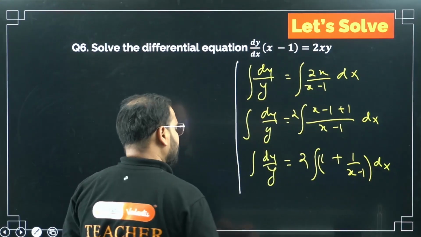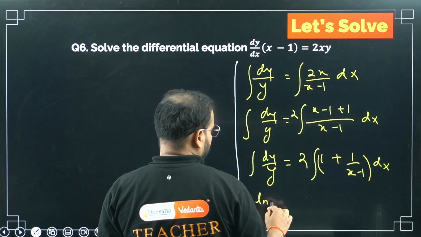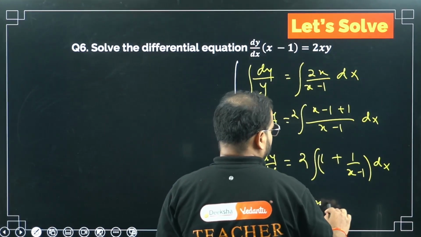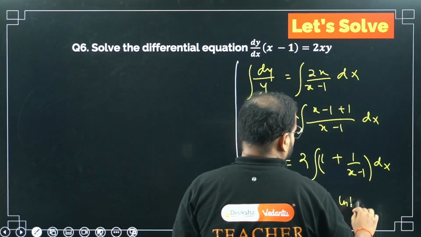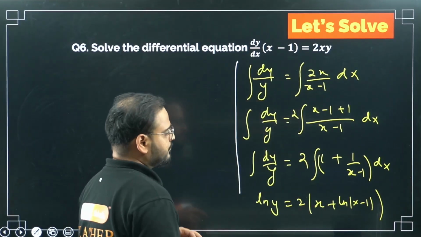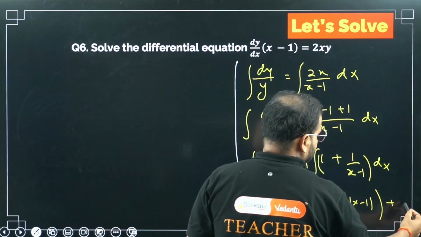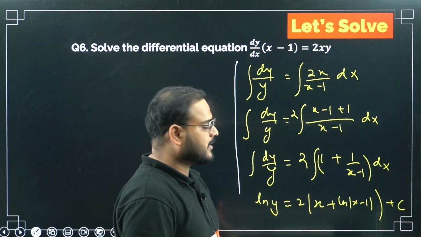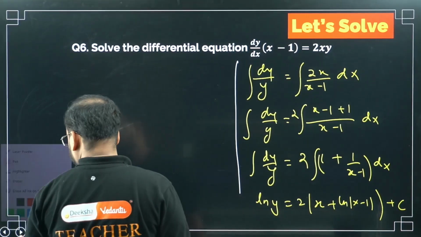Okay, how much is that? This is simply ln y or log y, equals 2 times of what? 2 times of x plus ln of x minus 1. This is my answer. Plus c will come. Integration is there, no? So plus c will come. ln y equals 2 times of x plus ln of x minus 1, plus c. Final answer.